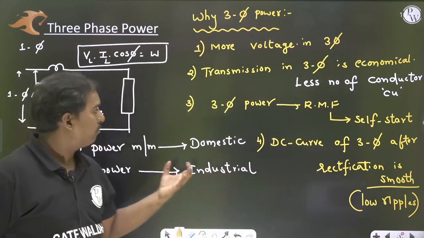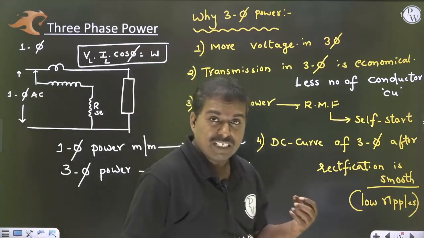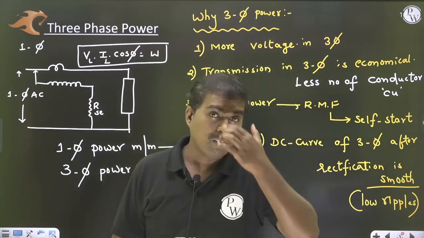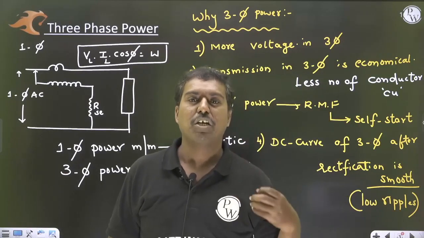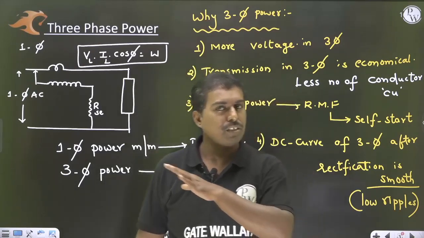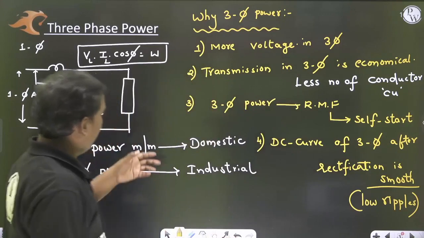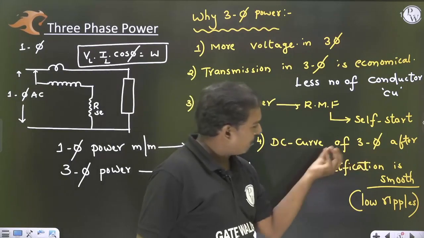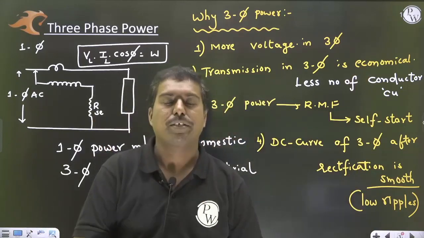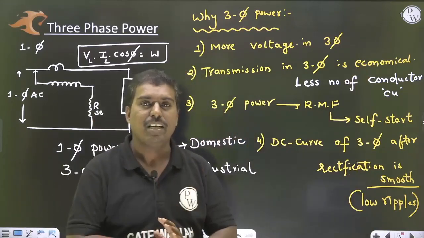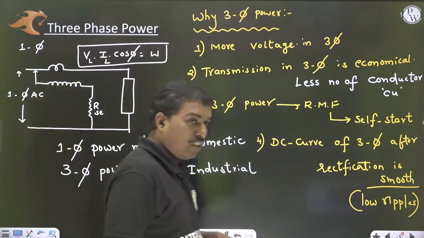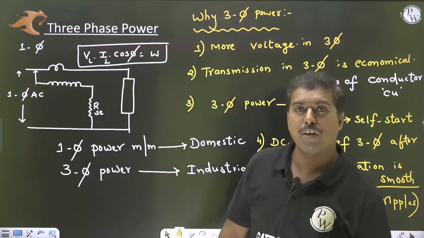And transmission of power in three phase is economical. That is second point. Next, three phase power contains a rotatory magnetic field. So this rotatory magnetic field will be most important in the self-starting machines. In single phase operation, there is no concept of rotating magnetic field, so there is no question of self-start. Next, DC curve of three phase after the rectification is smooth. So these are the fundamental typical points. That is the reason in industry we are not dependent on single phase, we are going for three phase.